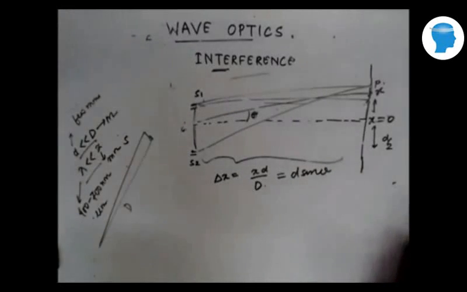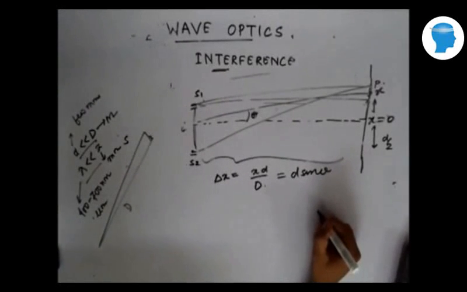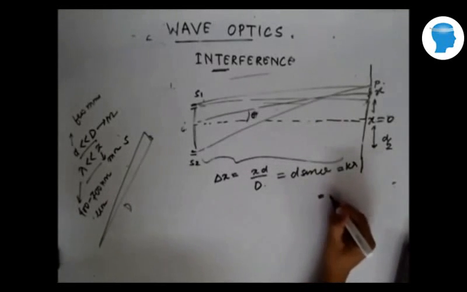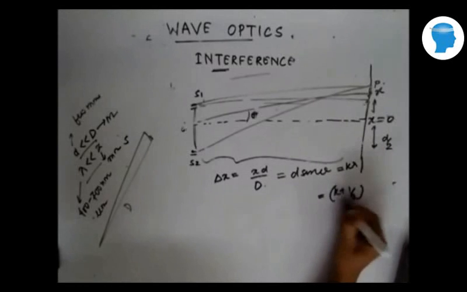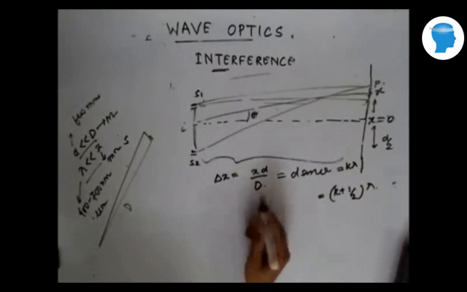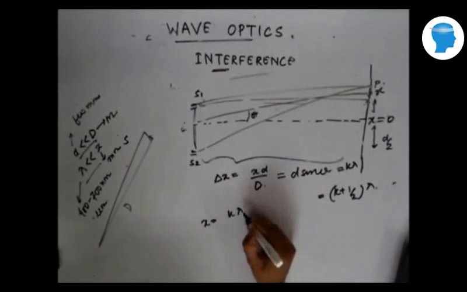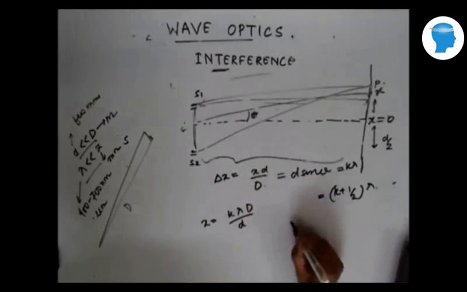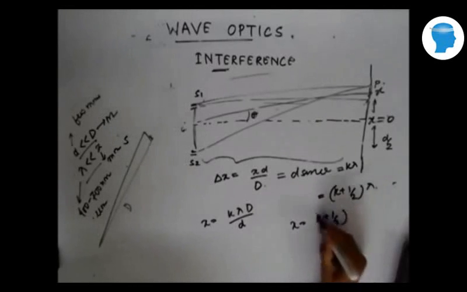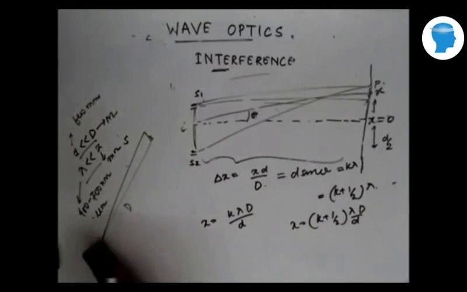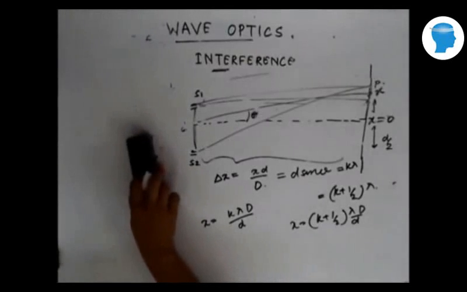Now you know that if we have constructive interference, then the path difference should be equal to k lambda, and when we have destructive interference, the path difference should be equal to k plus half lambda. So what are the positions of x where we have constructive interference? We get that as k lambda D by d. And what are the positions where we have destructive interference? We get k plus half lambda D by d.